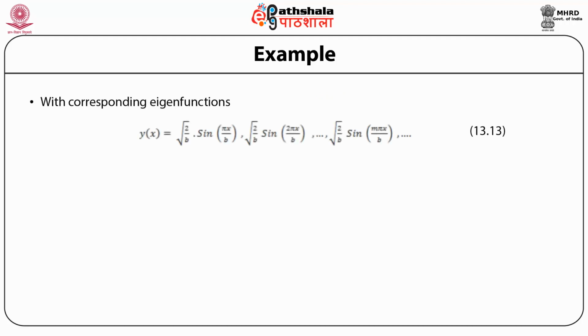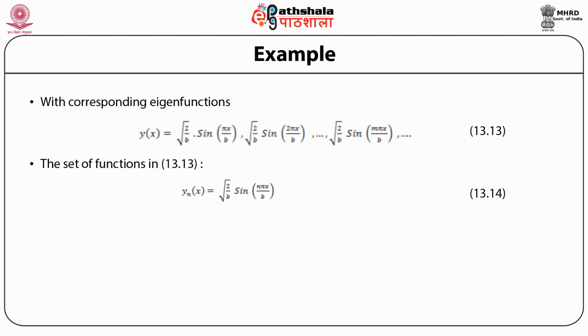Corresponding eigenfunctions then are, for example, y of x is equal to under root 2 by b sine pi x by b, under root 2 by b sine 2 pi x by b, root 2 by b sine n pi x by b, etc. The set of functions given above, namely y n of x equal to under root 2 by b sine n pi x by b, they form the basis of the Fourier sine series.